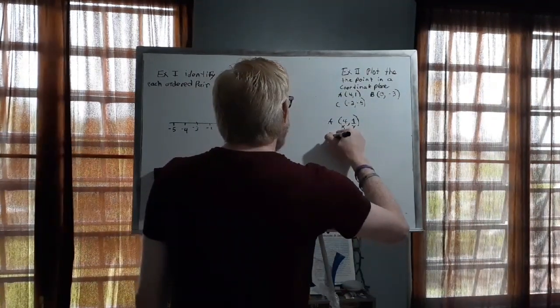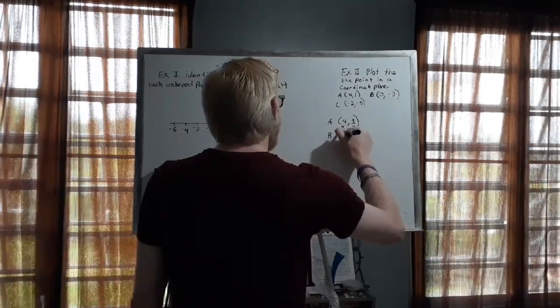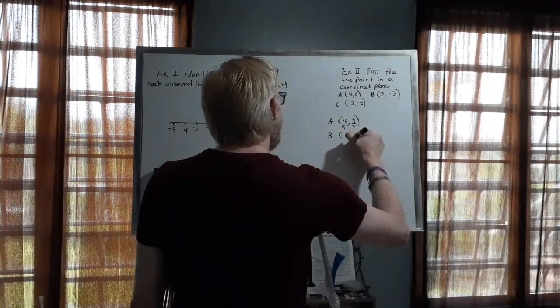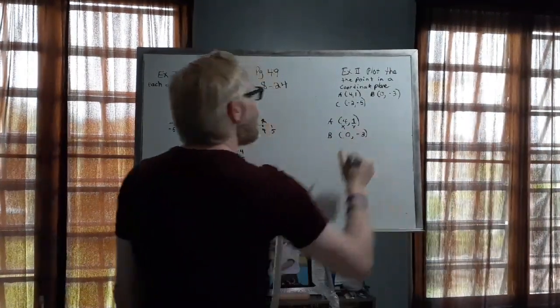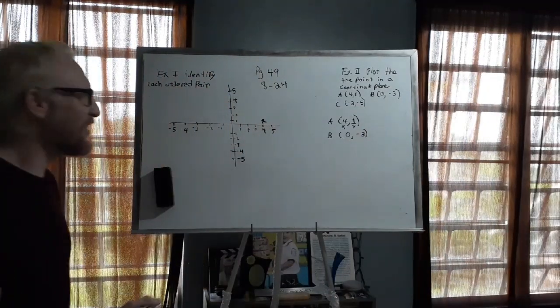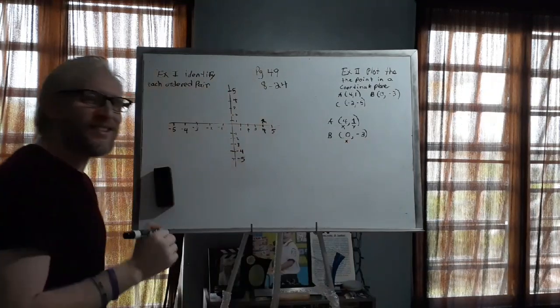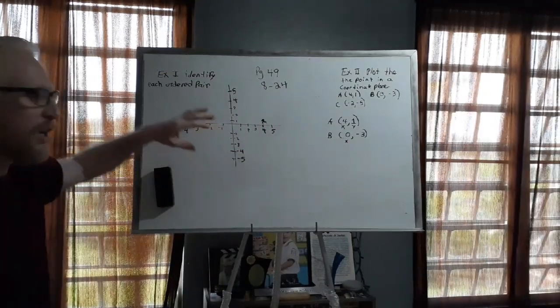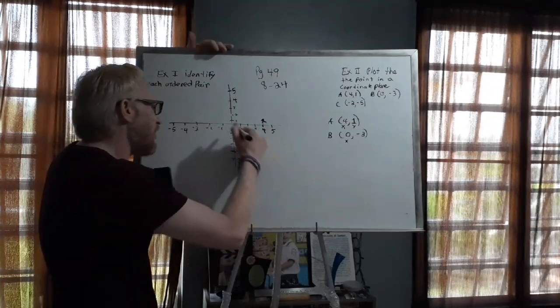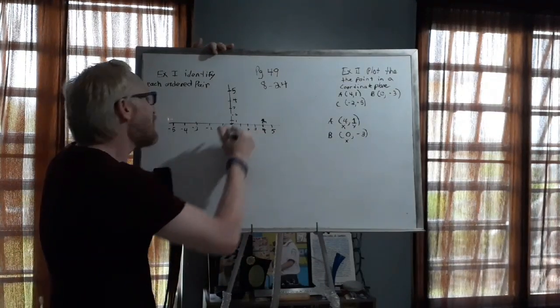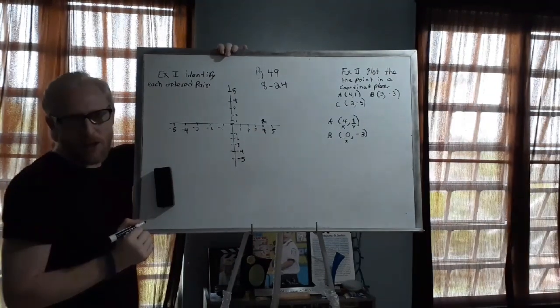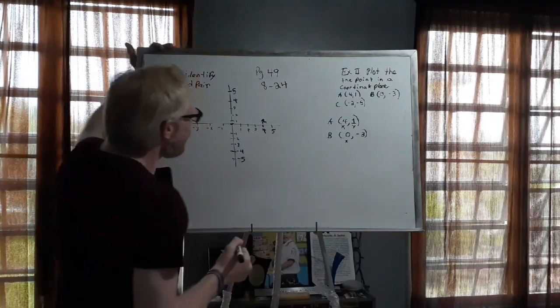B is 0 and negative 3. So this one is kind of tricky because the x coordinate is 0. Now, whenever the x or y coordinate is 0, it refers to the origin. So I know that 0 is right here because it's my origin. So that's my x coordinate. And my y coordinate is negative 3.